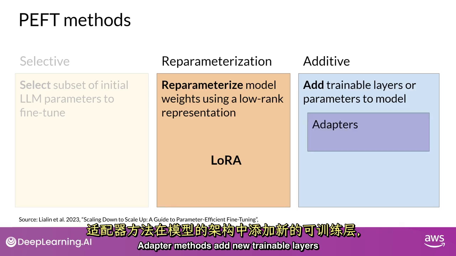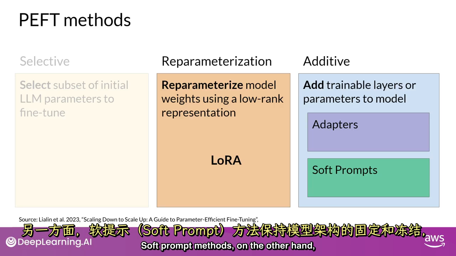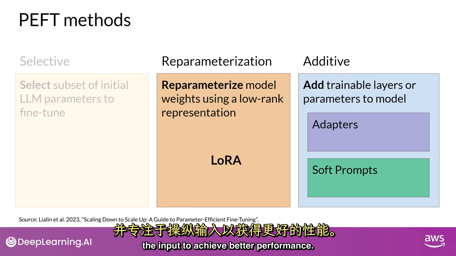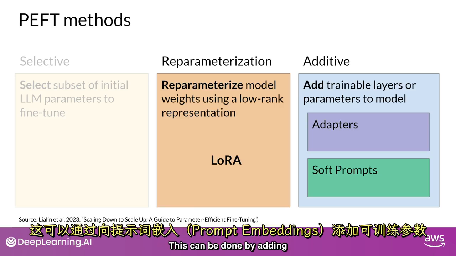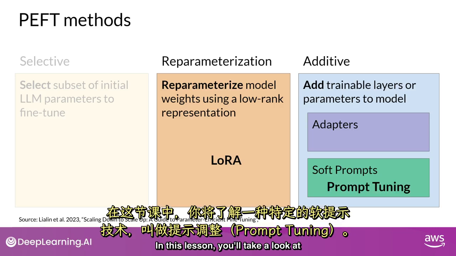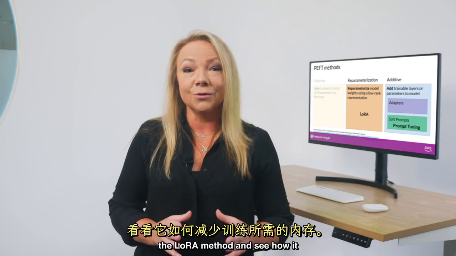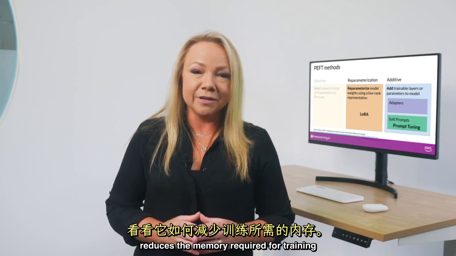Adapter methods add new trainable layers to the architecture of the model, typically inside the encoder or decoder components after the attention or feed-forward layers. Soft prompt methods, on the other hand, keep the model architecture fixed and frozen and focus on manipulating the input to achieve better performance. This can be done by adding trainable parameters to the prompt embeddings or keeping the input fixed and retraining the embedding weights. In this lesson, you'll take a look at a specific soft prompts technique called prompt tuning. First, let's move on to the next video and take a closer look at the LoRA method and see how it reduces the memory required for training.